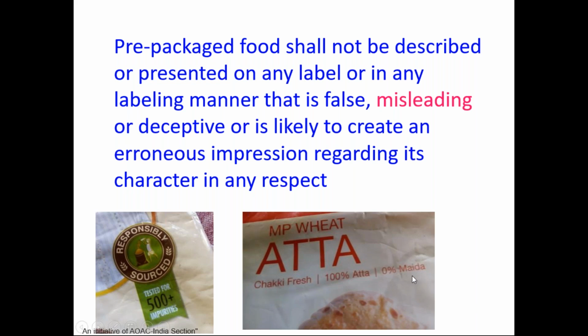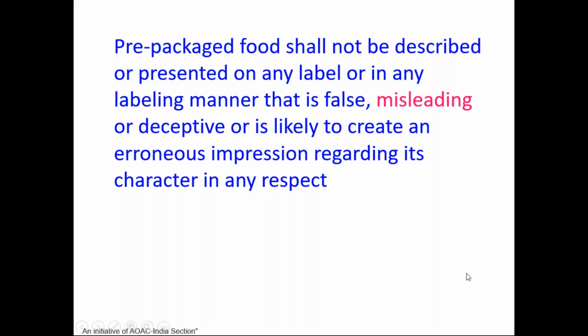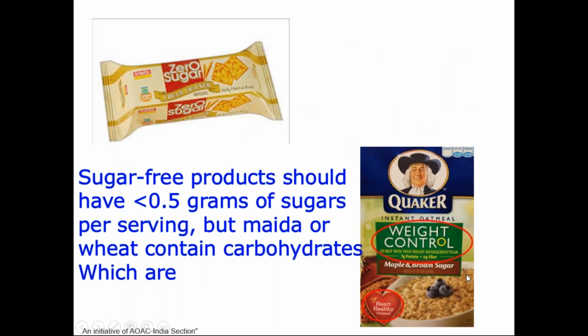Atta, here it says 0% maida. It is impossible for atta not to contain maida, because when you remove the bran of atta, it becomes maida. So this is misleading to the consumer. Now, sugar-free products, when it says sugar-free, it should have less than 0.5 grams of sugar. And you will see in a later definition, the regulations define what sugar should be. Here, this says sugar-free, but maida and wheat contain carbohydrates.